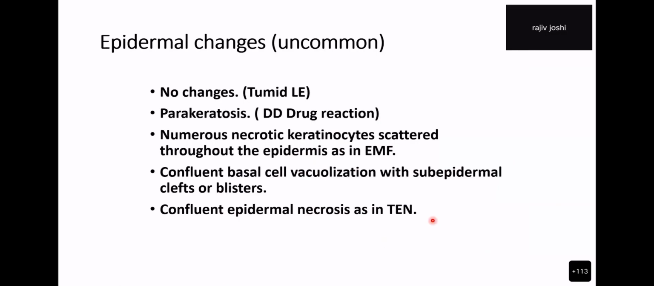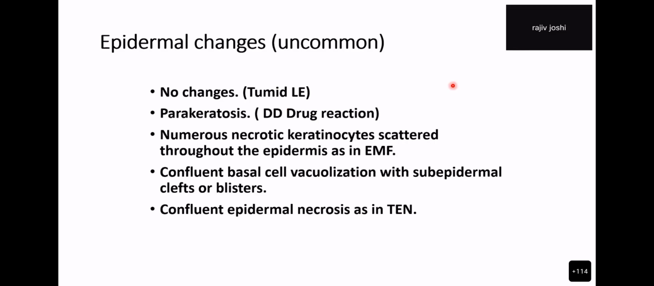Then sometimes you can get uncommon epidermal changes in which there are no changes. That epidermis is normal, but you get a superficial and deep perivascular and perivascular periadnexal lymphocytic infiltrate. This is known as tumid LE. So the differential diagnosis here would be, if you read some books, they describe it as the 5 L's. So basically, lymphocytic infiltrate of the skin has a lot of differential diagnosis.